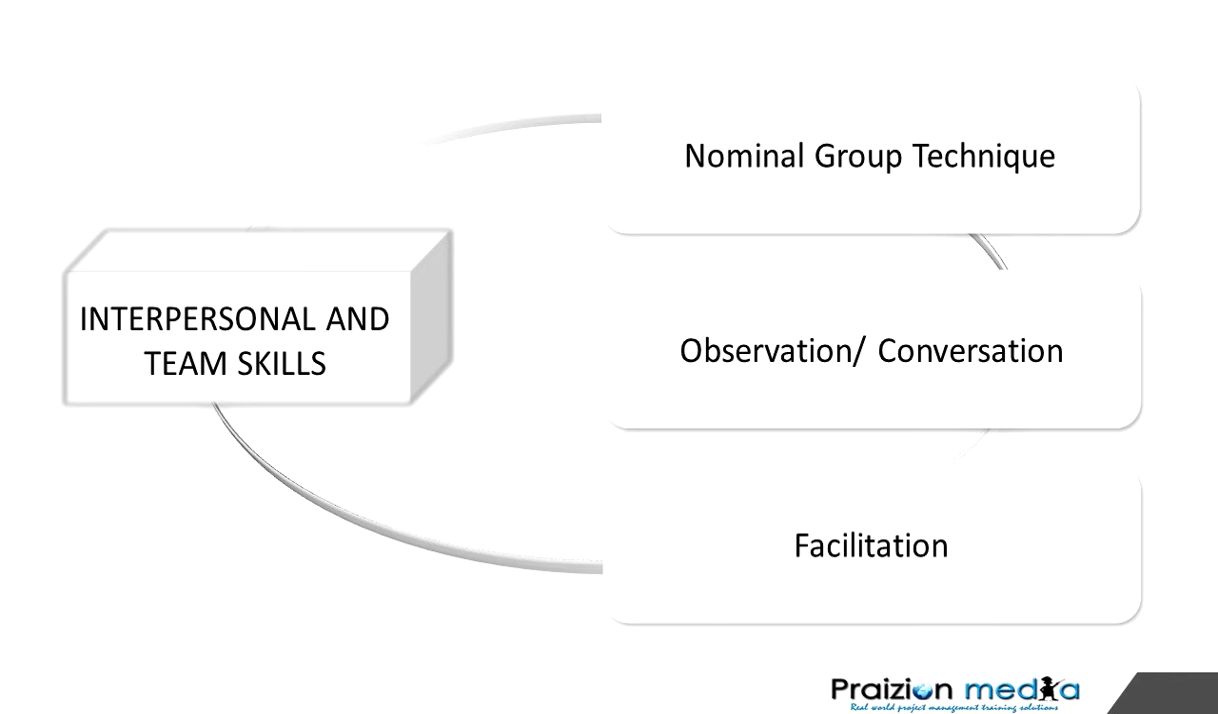We could also use observation and conversation to draw out requirements from people. So observation is also known as job shadowing. You could shadow someone on the job to better understand what are the steps they're going through. And from those steps, you can glean requirements.